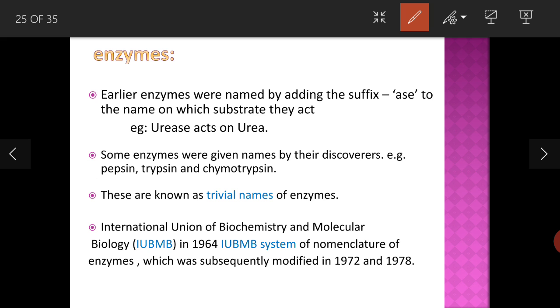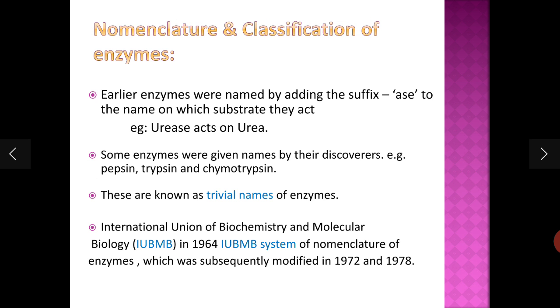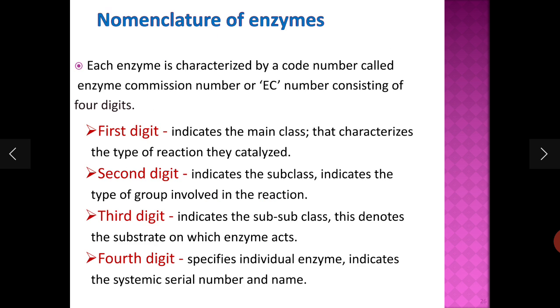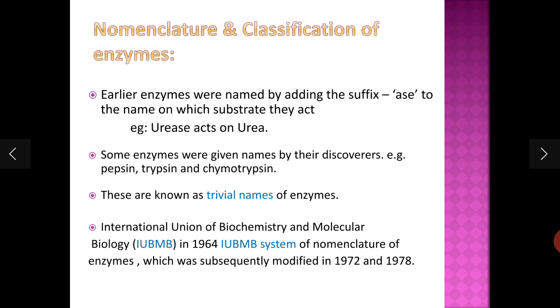Coming to the nomenclature and classification of enzymes. In earlier days, enzymes were named by adding the suffix -ase to the substrate name. Here I have an example, urease, which acts on urea, and that is why it is named urease.